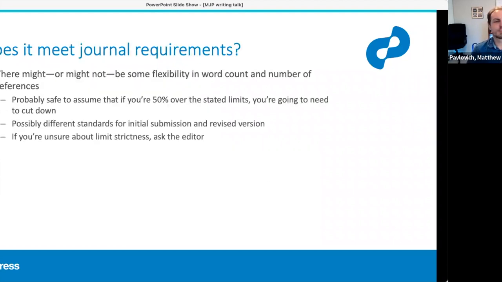Also think about whether your first draft meets the journal's requirements. There might or might not be some flexibility in terms of the word count and number of references. Ask the editor if you're not sure. It's probably safe to assume that if you're 50% over the stated limits, you might need to cut it down. There might be different standards for the initial submission and the revised version. So the reviews that my journal publishes tend to be a little bit longer in published form than they are in initial submission. That's because the reviewers usually ask for more information and not less. And I like to leave a little bit of room for the authors to be able to respond comprehensively to the reviewer comments.